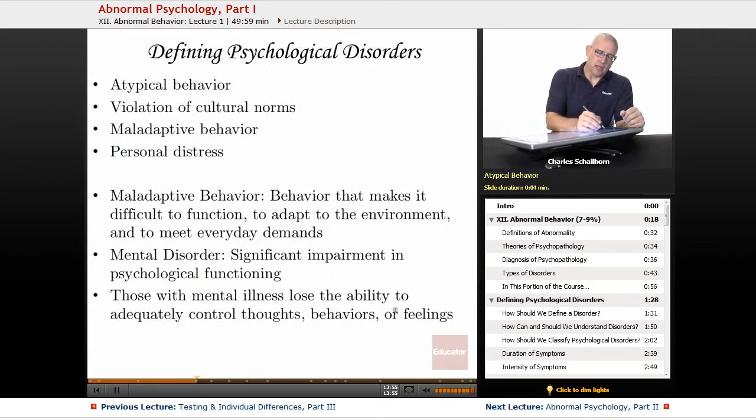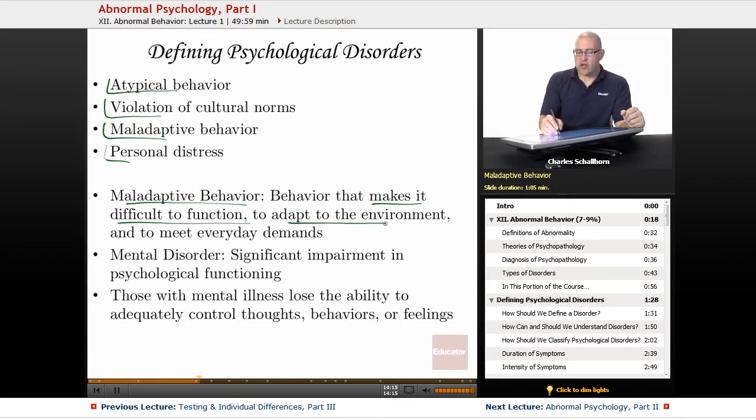Psych disorders include atypical, non-typical behavior, violation of cultural norms, maladaptive behavior, and personal distress. Now, maladaptive behavior, there's a specific definition for that. And that's behavior that makes it difficult to function, difficult to adjust to the environment and to meet everyday demands. And so, jobs, school, relationships. If a person is not able to, because of their maladaptive behavior, keep a job, be able to go to school and be reasonably successful, and maintain healthy relationships, they may have maladaptive behavior.